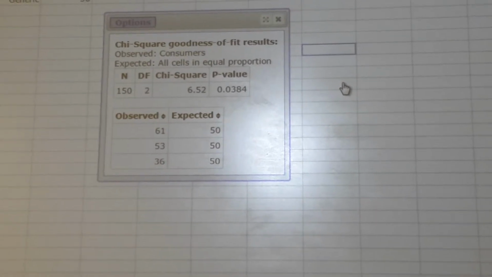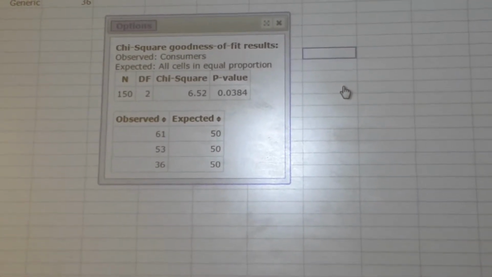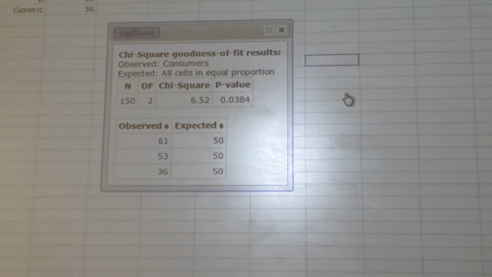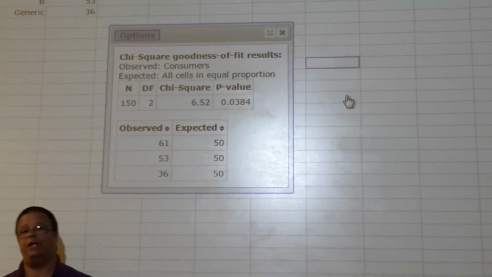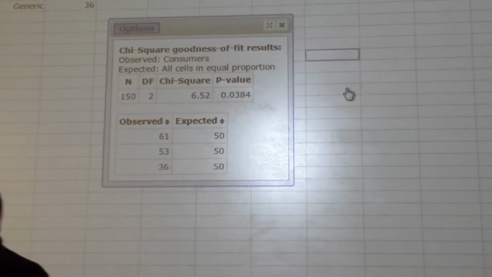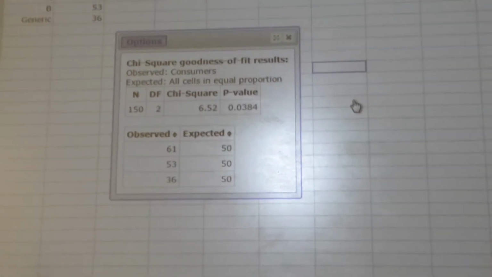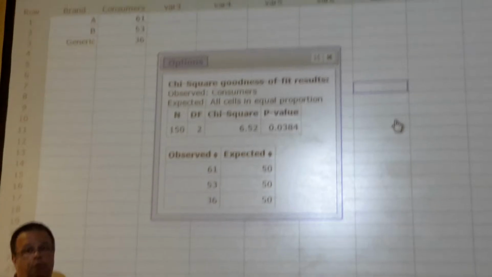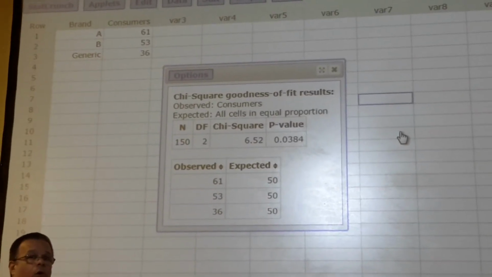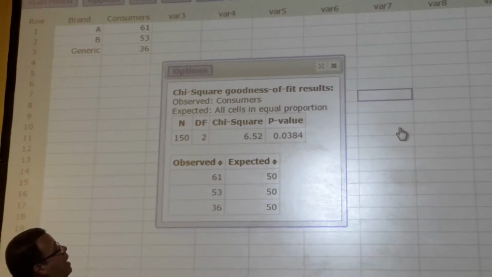We have a chi-square value of 6.52. We have a p-value of 0.0384. Just like all the other tests that we've done, if that p-value is less than 0.05, that's telling us this is a significant result. We can reject the null. There is a brand preference there. They're not all equal. There's a distinct consumer preference.